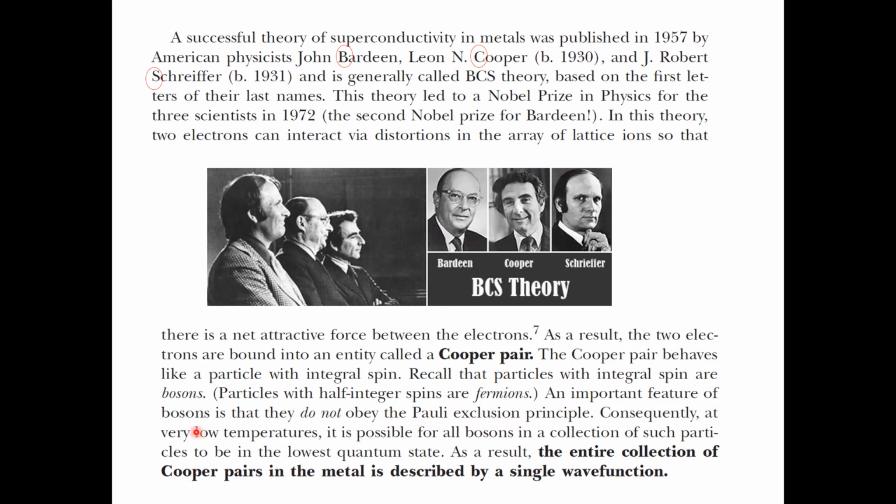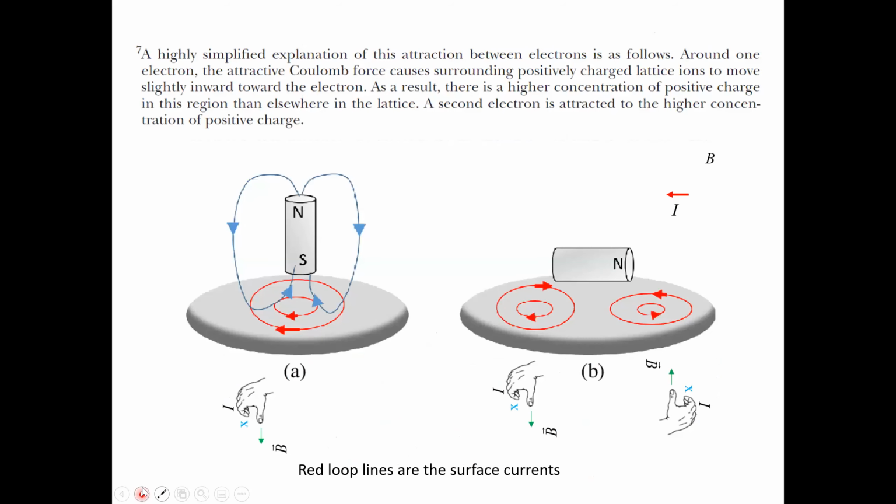So at very low temperature, it would be possible for all the bosons in a collection of such particles to be in the lowest quantum state. So as a result, the entire collection of Cooper pairs in the metal is described by a single wave function.